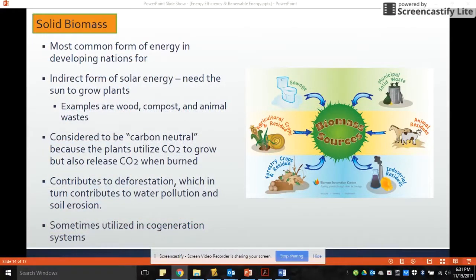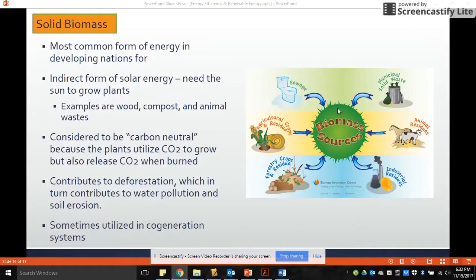Two different forms of biomass. One is solid and one is liquid. Solid biomass is the most common utilized form of energy in any nation for heating and cooking. It is another indirect form of solar energy because we need the sun to grow plants. So some examples are wood, compost, and animal waste. And then we have some other sources over here like sewage.